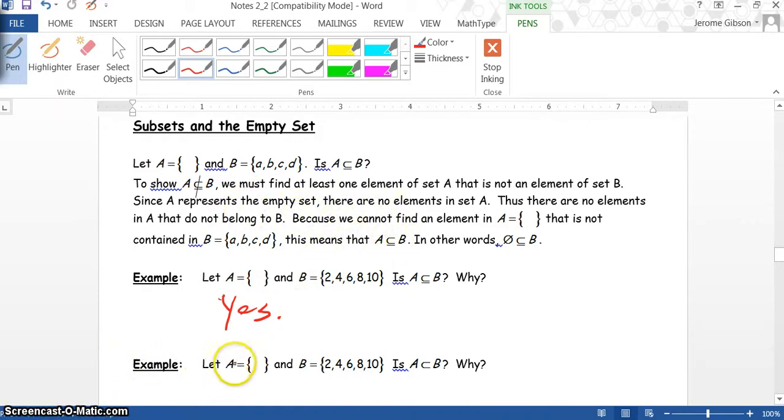Now we go here to the next example. Let A equal the empty set and B equal 2, 4, 6, 8, 10. Is A a proper subset of B and why? It will be yes, and actually this is a proper subset of B. We could use the same exact argument that we used for the first example, except, in addition to writing what you wrote for the first example, you will also have to say that the elements in A are not exactly the same as the elements in B, because that's how you would get the proper subset.